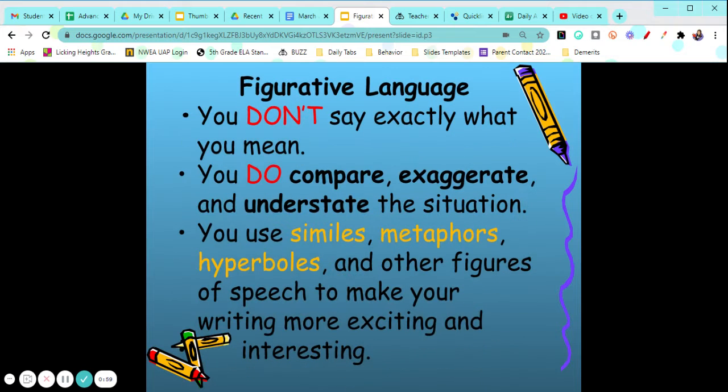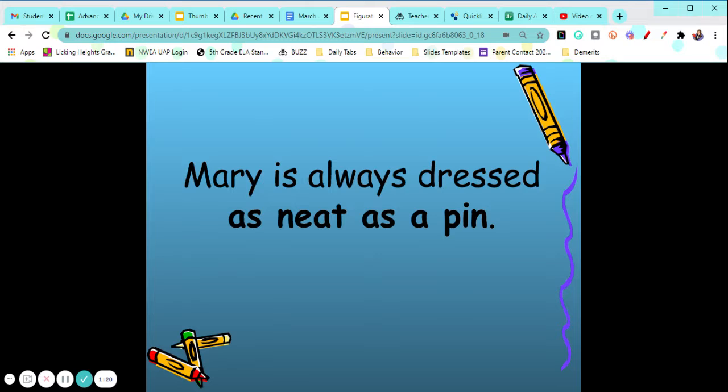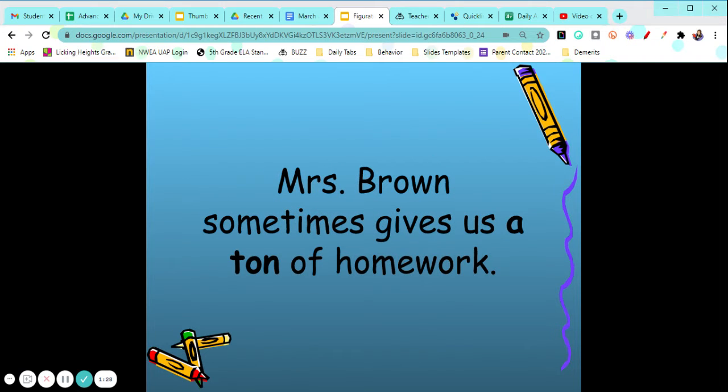Figurative language. You're not going to say exactly what you mean. You're going to compare things. You're going to exaggerate things. You're going to understate situations. You're going to use things like similes, metaphors, hyperboles, and other figures of speech to make your writing more exciting and interesting. Nobody likes to read boring things, so we're going to actually just go above and beyond to describe things. So Mary is always dressed as neat as a pin. That is a figure of speech that means that she's always dressed very neat, okay?